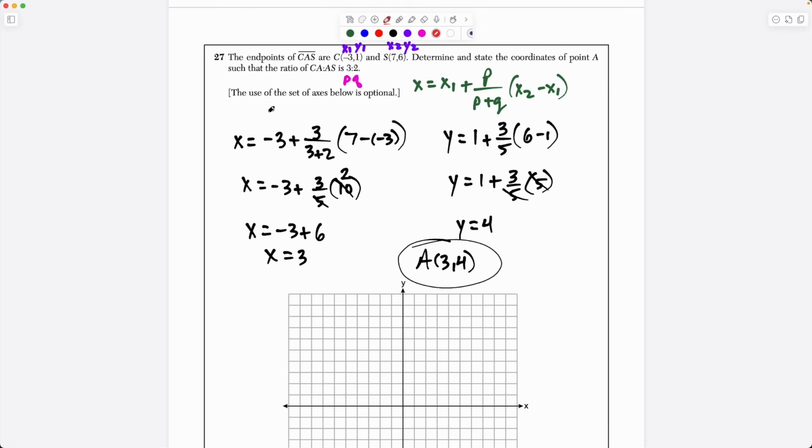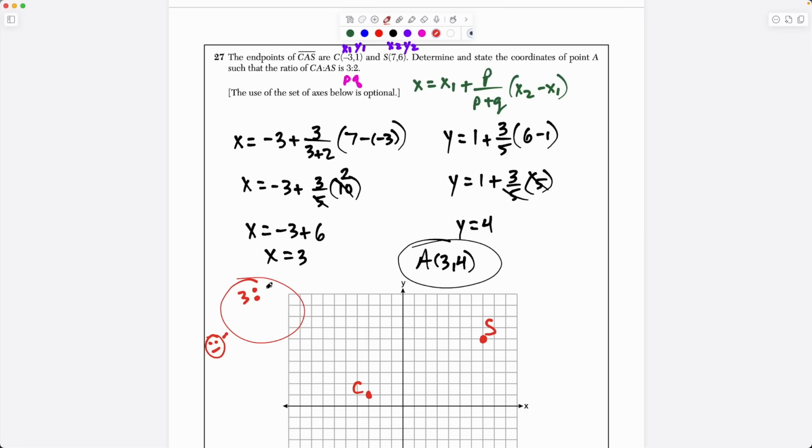Now, before we move on, we have over here the use of the set of axes below is optional. But I'm going to use this set of axes here to highlight the concept of why this is our answer. So first I'll plot negative 3, 1. So that's over here. That's going to be point C. And then S is at 7, 6. So that's 1, 2, 3, 4, 5, 6, 7, up 1, 2, 3, 4, 5, 6. So there's S.